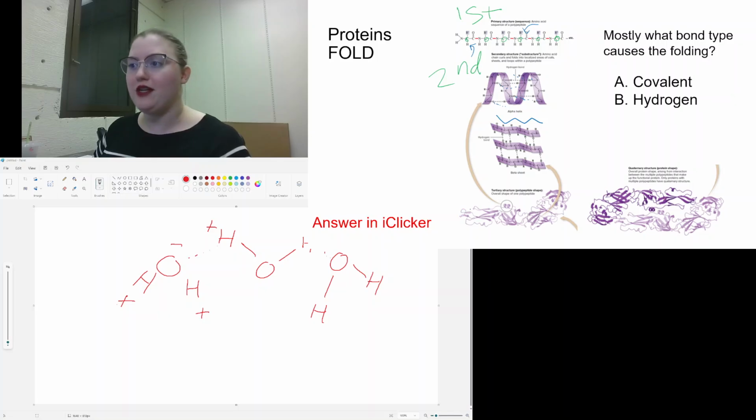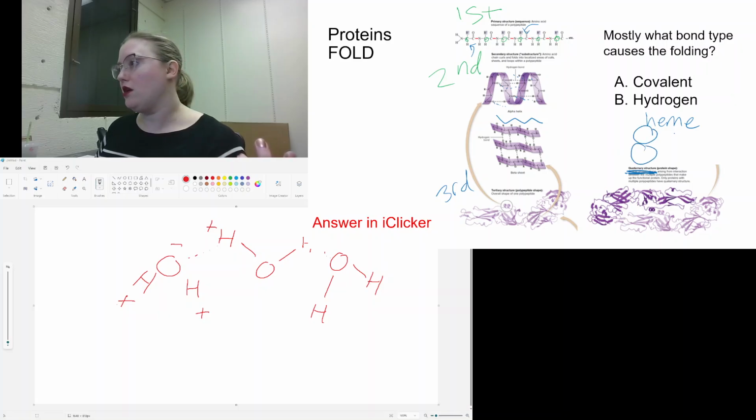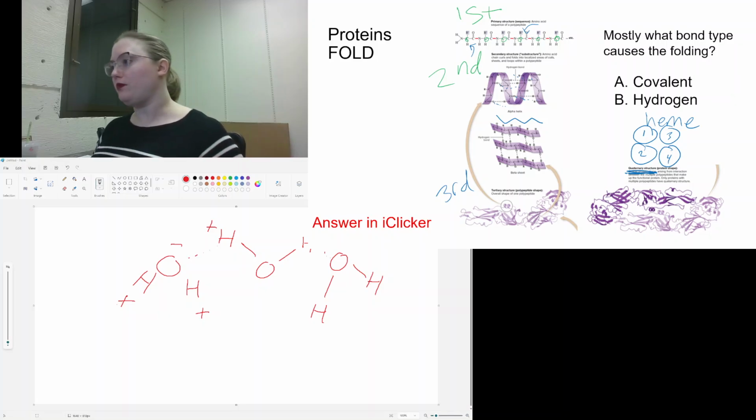Our tertiary structure is when we start seeing a lot of helices and zigzags, right? Lots of helices and zigzags. Quaternary structure, that's when we have multiple polypeptides, so multiple chains of amino acids. One of those is heme, which is part of blood, and is made up of 4 polypeptides. So that's a molecule, that's a molecule, that's a molecule, that's a molecule, and then they form one big molecule, and that's quaternary structure. Okay?